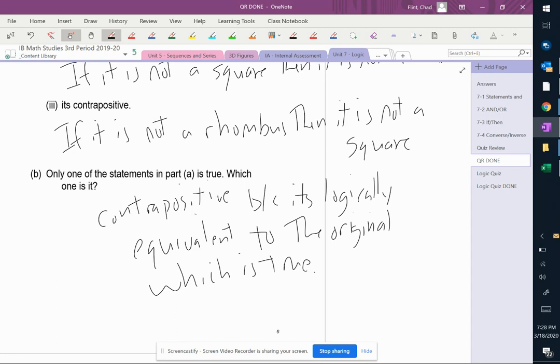And this is where logic can get very confusing. You've got to be very careful about what it's asking you or what it wants you to know. So there's the answer to that one.